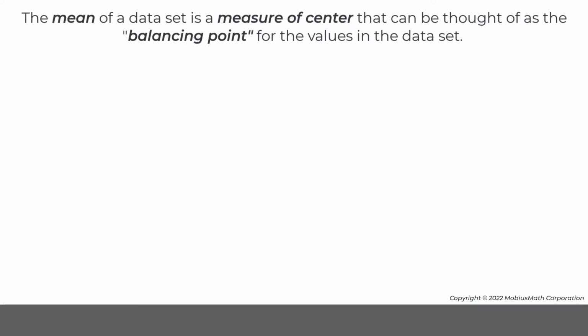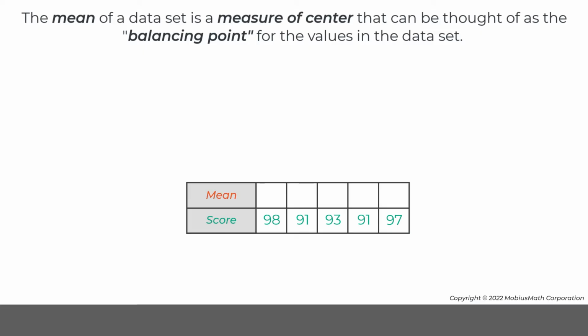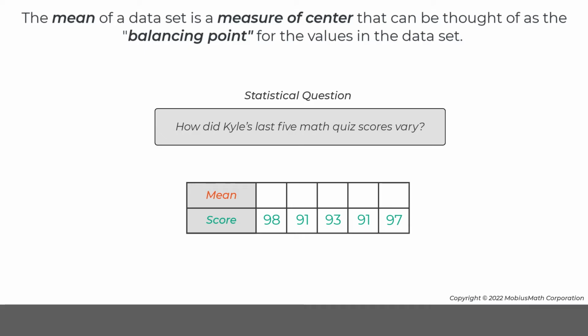The mean of a data set is the measure of center that can be thought of as the balancing point for the values in the data set. For example, the values in the table can be used to answer the following statistical question. How did Kyle's last 5 math quiz scores vary?